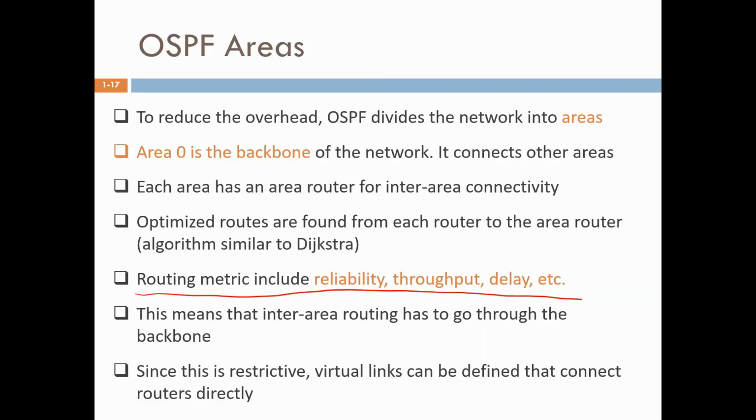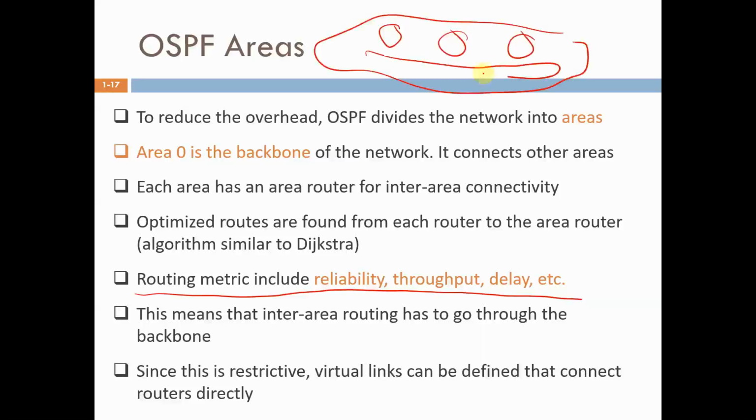Now, OSPF has a compromise between the two. It divides the entire network into areas. Okay, and defines one area to be called area 0, which is the backbone. Now, within one area, routing is optimal. That means Dijkstra's algorithm runs within one area. So if a device within one area wants to send a packet to a device in the same area, the path between them will be an optimal one.